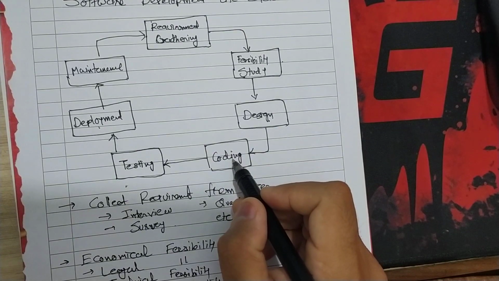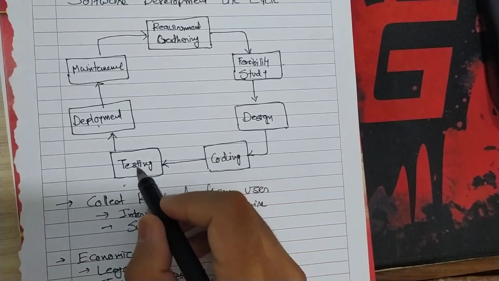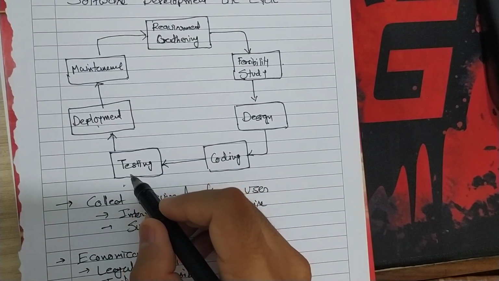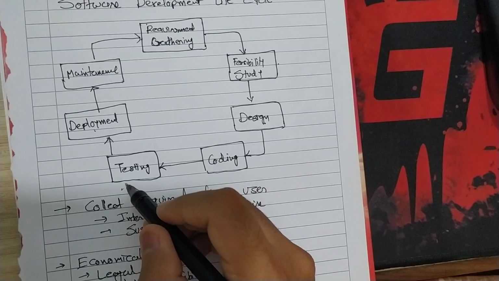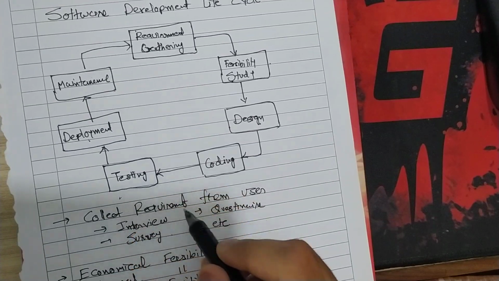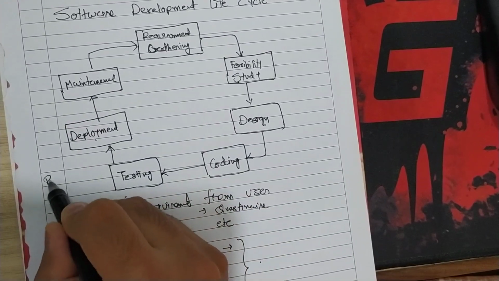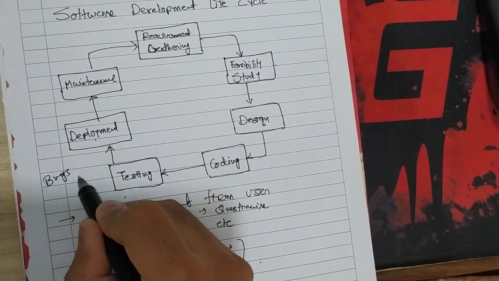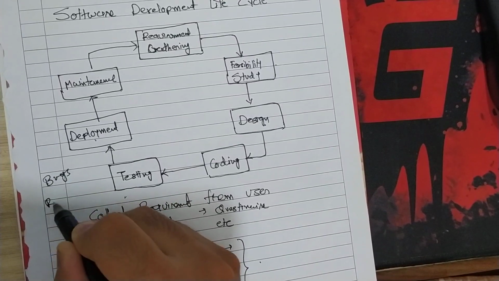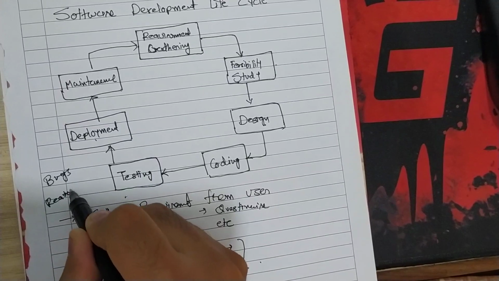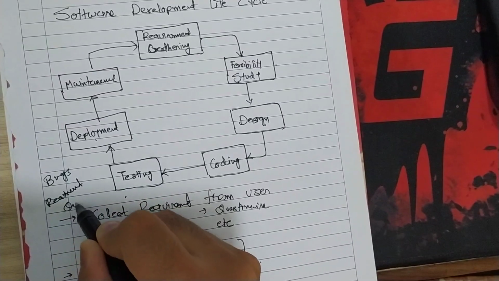After the coding is done, we need to test the software. Testing means the software is tested for quality assurance and to check whether all the requirements are met or not. So first, testing is done to check for bugs, whether there is any error or not, whether the requirements are complete, and quality.